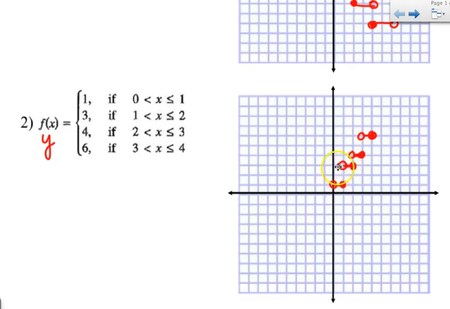Notice you can have some gaps in between. The stairs don't even have to be evenly spaced out, but just make sure that if one circle is closed, the other one above it or below it is going to be open, because these are still functions. Okay, all right, so that's how you graph step functions.